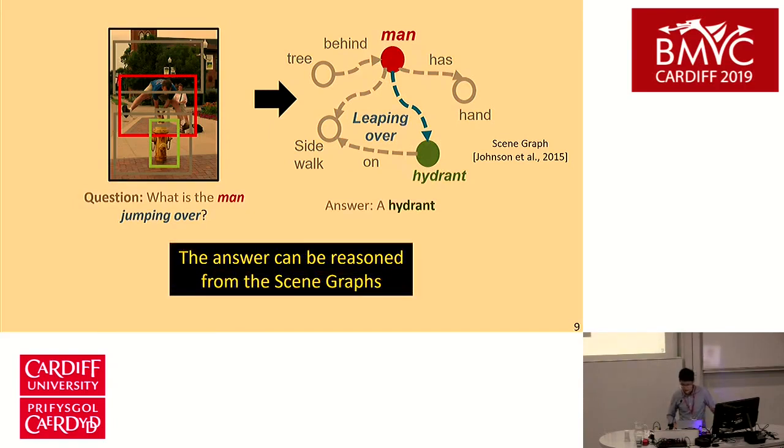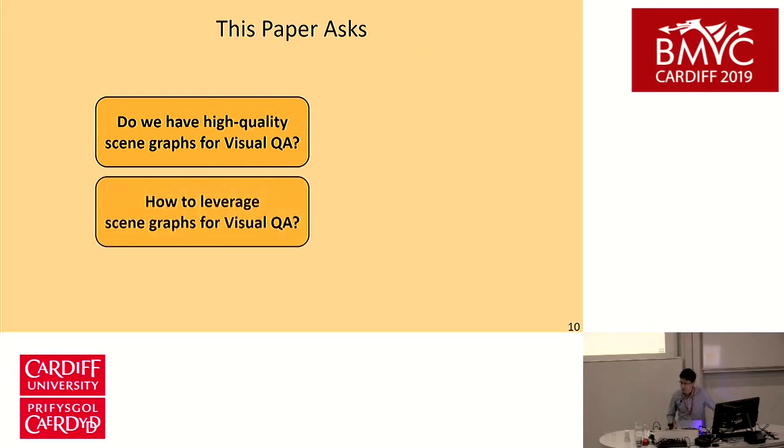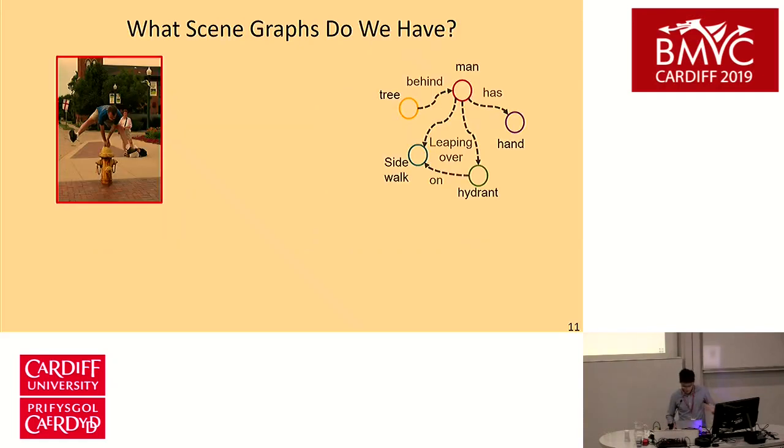So we want to study if a scene graph can help VQA. In this paper, we ask, do we already have good enough scene graphs for VQA? And how should we leverage them? By answering these two questions, we want to show whether using scene graphs as input is a better pipeline for VQA.